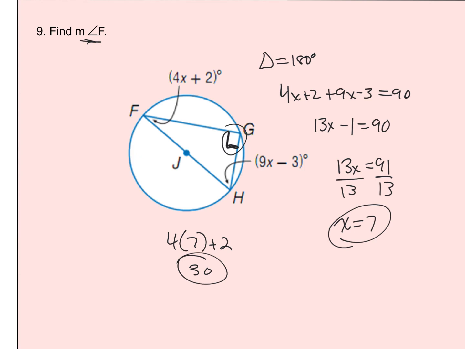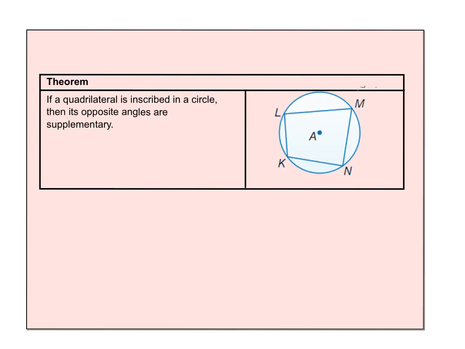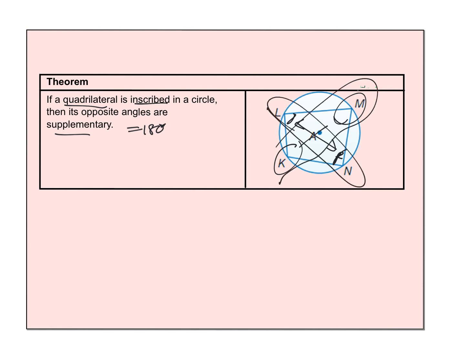Okay, move on. If you have a quadrilateral inscribed in a circle, that means all 4 points touch the circle, all 4 of the vertices of the quadrilateral touch the circle, then the opposite angles are supplementary. So if I have this situation, these two are opposite, they're going to be supplementary. These two are opposite, they're going to be supplementary. Supplementary is a fancy way of saying adds up to 180 degrees. So when it's inside of a circle, not just a regular quadrilateral or parallelogram, they're going to be supplementary.